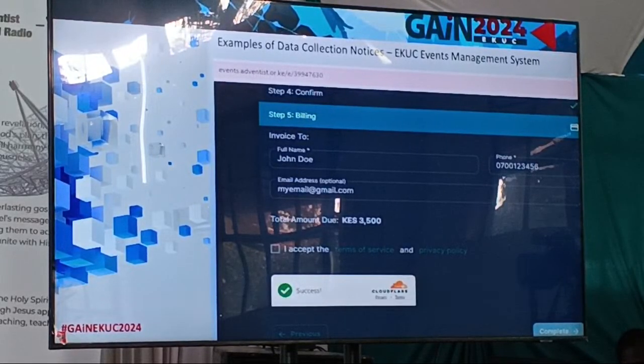So you should read there. You're able to see things like refund policies. If I was to register on this system and I fail to attend the event, what happens to my money? So there's a feature up on that.